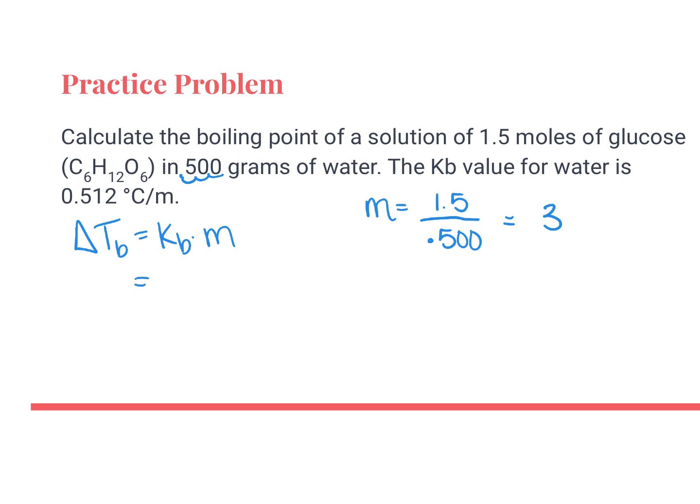So now we can just plug it in the equation. Okay, so Kb is 0.512. And then we times it by molality, which is 3. Okay. So just 0.512 times 3. 1.5. Will you say that one more time? 1.5. Thank you.